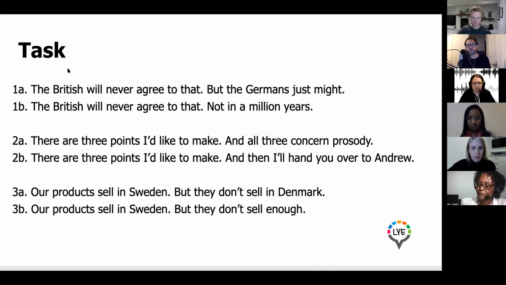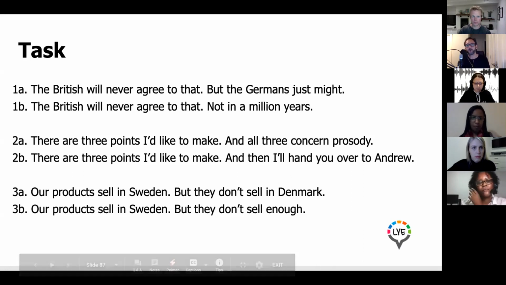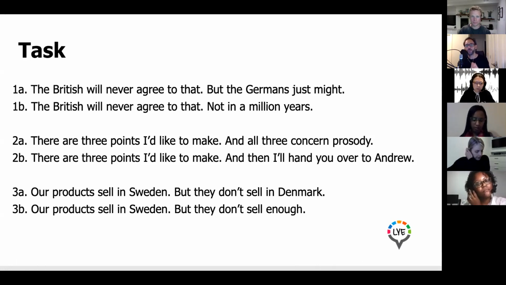We have more context here. So your task, this one I'm going to ask everyone to do, is very simple. Which word in 1A and which word in 1B would be highlighted, would be stressed? The same thing for number 2 and number 3. Does it change? Why does it change?